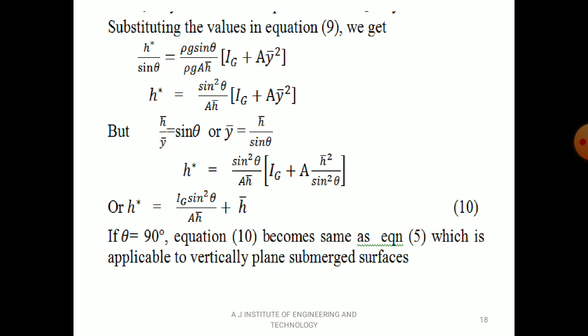So this is an expression for center of pressure for an inclined surface. If theta equal to 90 degrees, equation 10 becomes the same as equation 5, because sin 90 is 1, so sin square theta becomes 1. So Ig into 1 divided by A into H bar, plus H bar. That is the relation for a vertical surface. So equation 10 becomes the same as equation 5, which is applicable to a vertical plane submerged surface. So these are the three derivations: first one for vertical surface, second one horizontal, and third one for inclined surface. In the next video, I am going to discuss problems related to fluid statics.